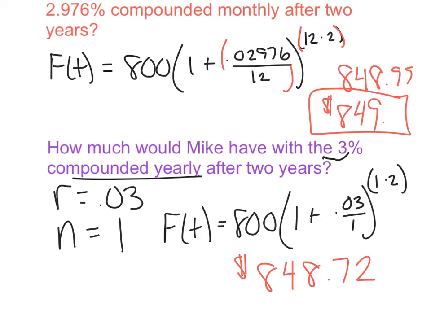So believe it or not, there's not a huge difference after 2 years. However, I still think it would be smarter to go with a smaller interest rate compounded more often. Okay, but again, not a huge difference.